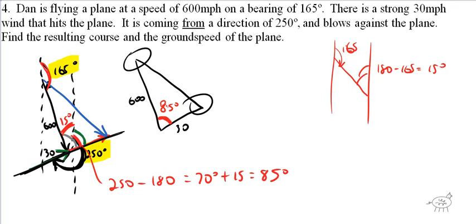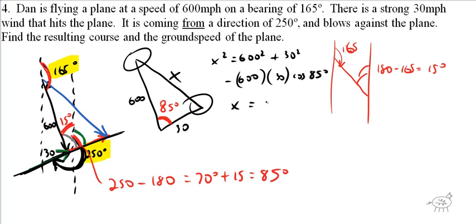Okay, so once I have the triangle, the picture is actually the hardest part to draw, because once you have the triangle, it's really easy to solve. Don't you guys agree? I mean, think about it. I'm looking for that x, and I have side angle side. Well, I'm going to use the law of cosines. So x squared equals 600 squared plus 30 squared minus 600 times 30 times cosine of 85 degrees. So x comes out to be 598.1 miles per hour.